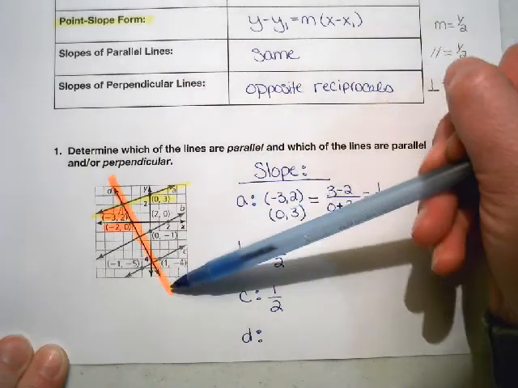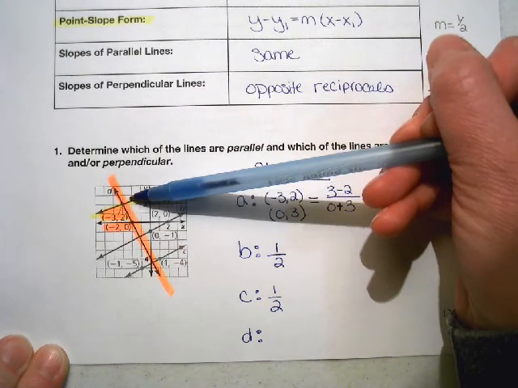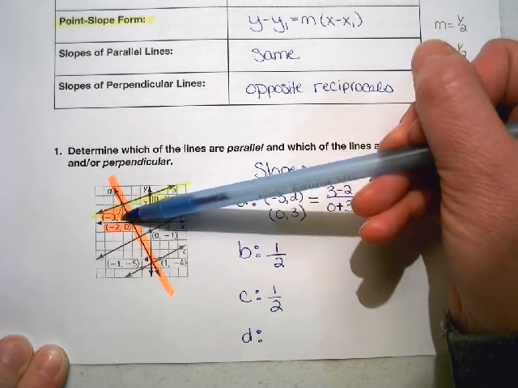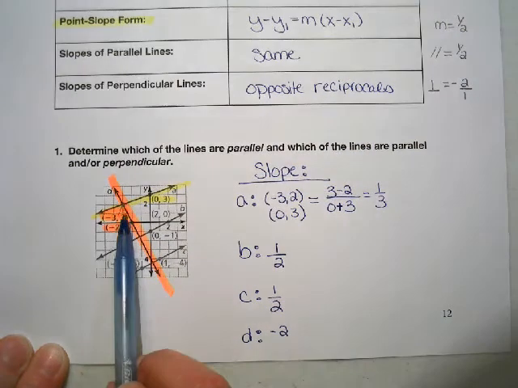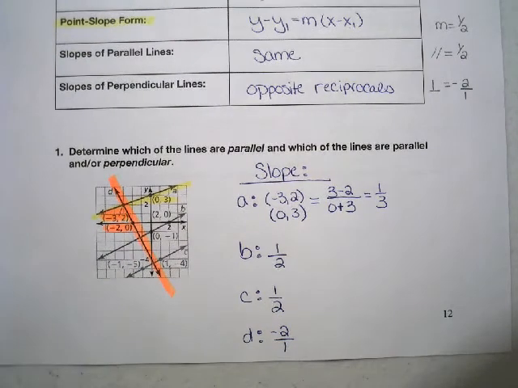Now notice that this is a negative line. So when we count, we want to count down, not up, because this is a negative line. So we're going down 1, 2, so down 2, over 1. Or we can use the formula, which we're going to do quite a bit of here in just a minute.